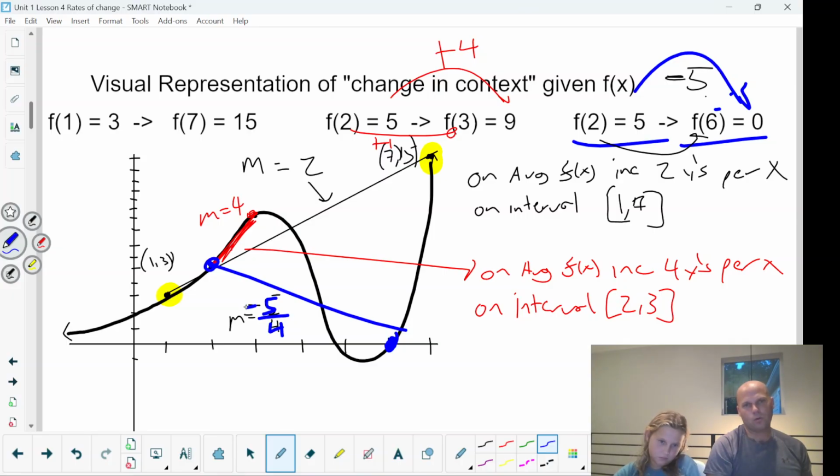So if we told students, hey, how would you interpret that? Many students would say the function is decreasing 5 y's per x. They'd say it's decreasing because we're subtracting.